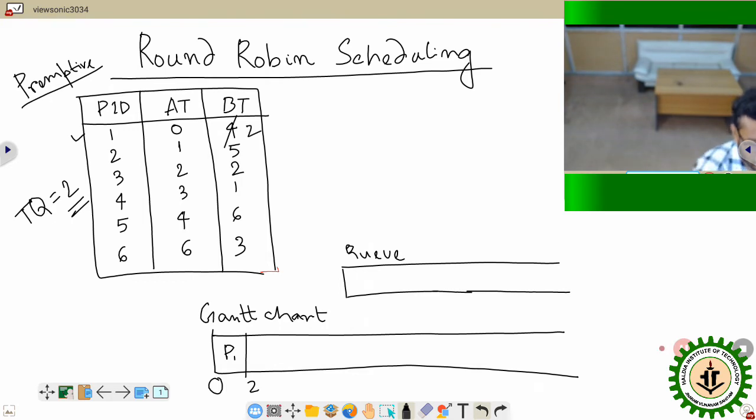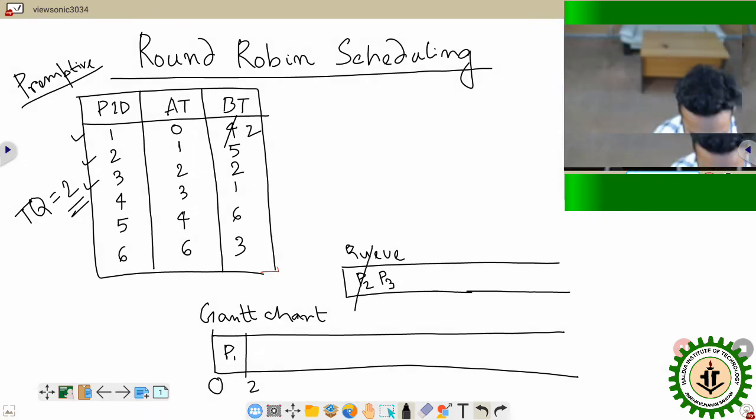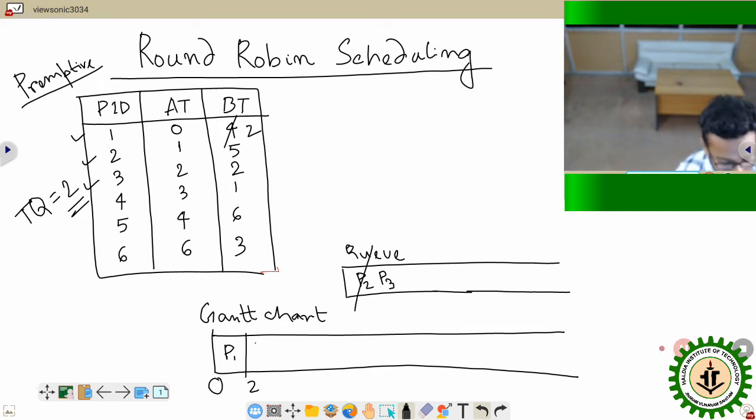Now within the 2 amount of time, how many processes are active? Here you can see 1, 2 and 3, total 3 processes are active. Now I will write P2 and P3. I am removing P2 from the queue and assigning it to the Gantt chart, and I add another time quantum, so 4. Now tell me, is P1 finished or not? No, so I have to write it after the queue.